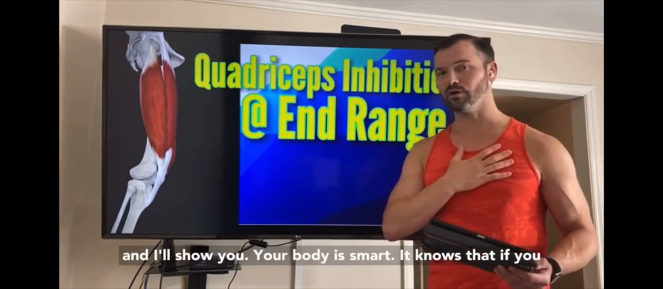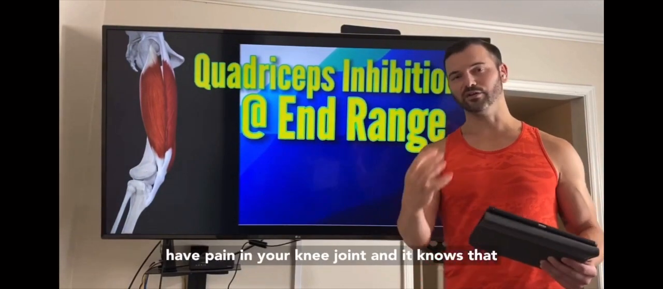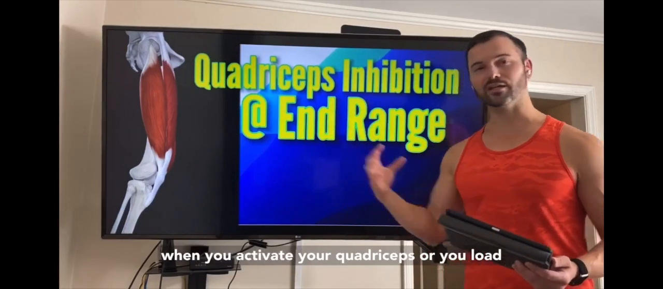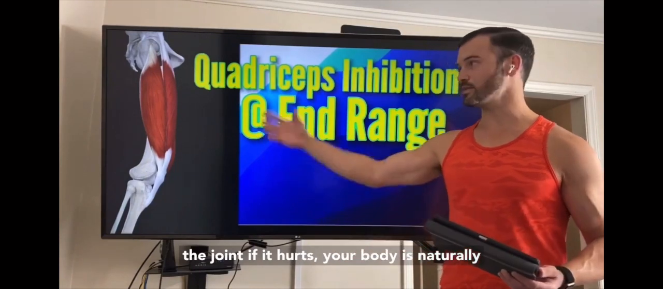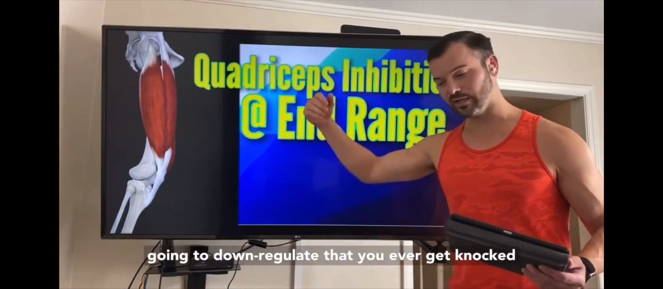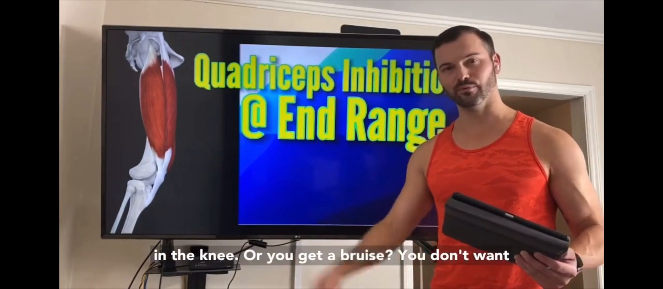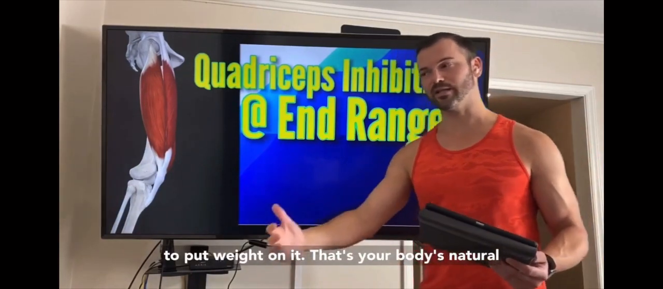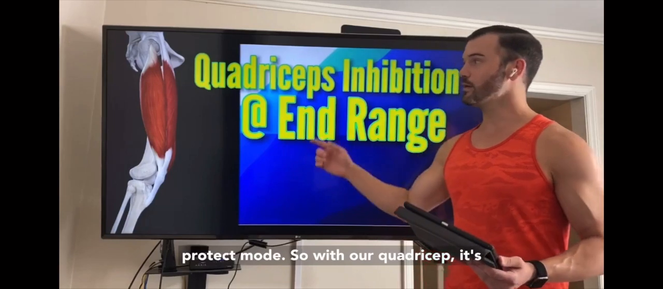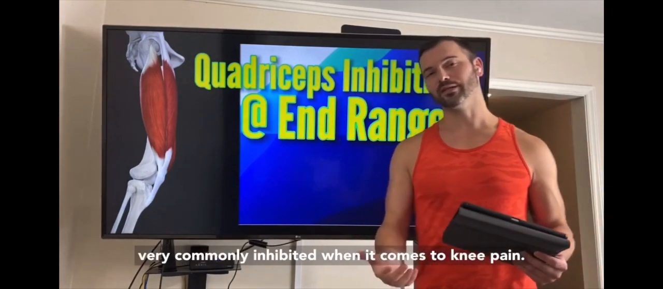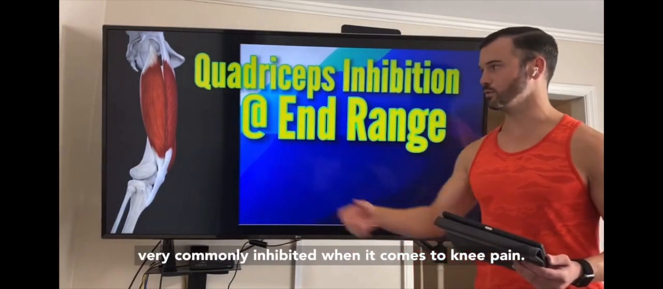And I'll show you, it's smart. It knows that if you have pain in your knee joint, and when you activate your quadriceps or load the joint it hurts, your body is naturally going to downregulate that. You ever get knocked in the knee or get a bruise, you don't want to put weight on it. That's your body's natural reaction, to not put weight on it. It goes into guard mode, protect mode. So our quadricep is very commonly inhibited when it comes to knee pain.